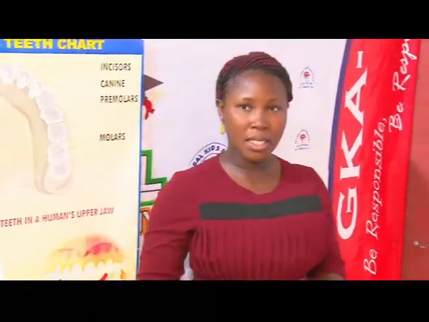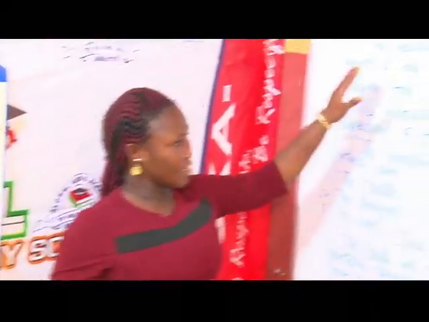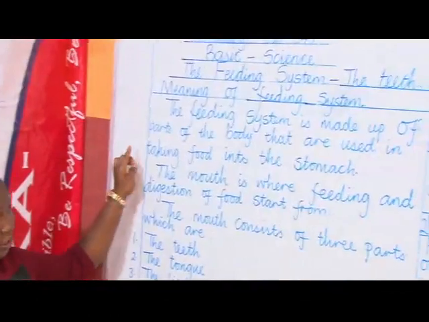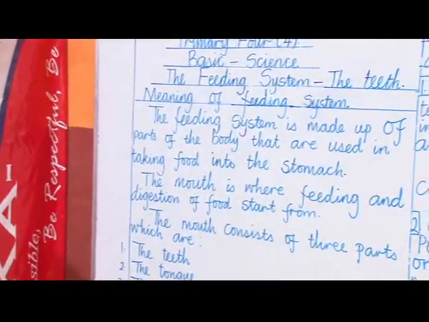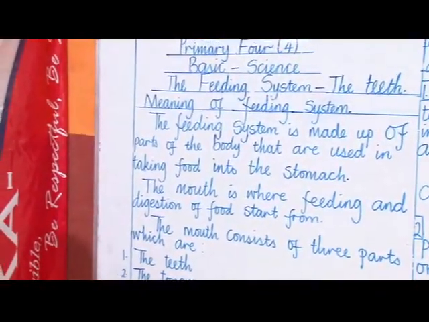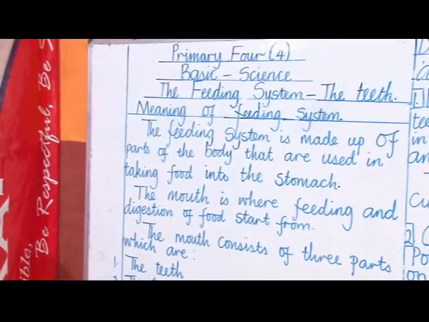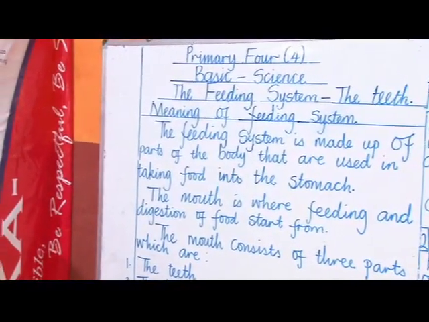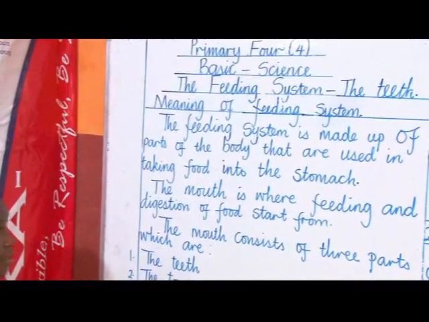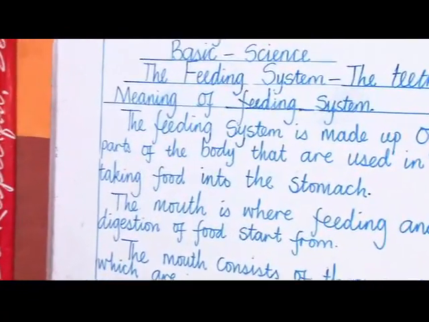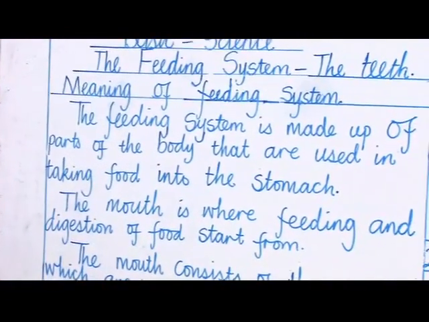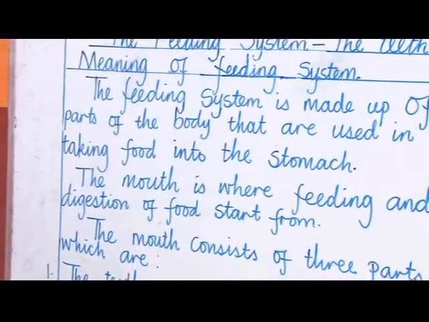Now, what is the feeding system? The feeding system is made up of parts of the body that are used in taking food into the stomach. That is, every part of the body that we use in taking food into the stomach is known as the feeding system. The mouth is where feeding and digestion of food starts from.